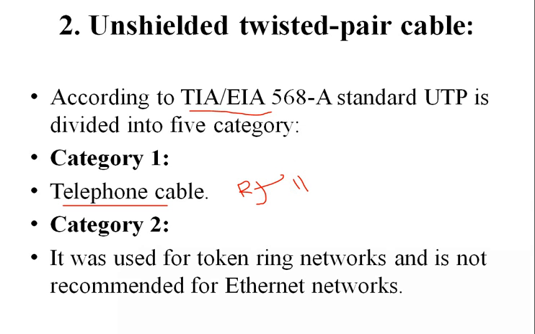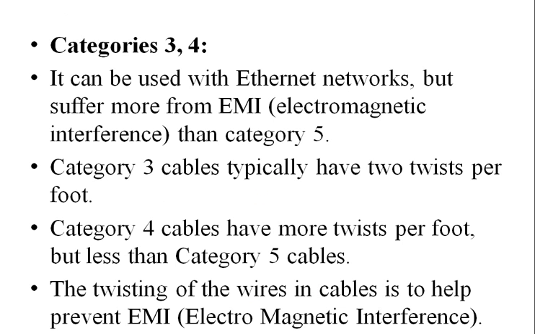Category 2 was used for token ring network and is not recommended for Ethernet network. It is just suitable for token ring network and it is not suitable for Ethernet network. Category 3 and 4 can be used with Ethernet network but suffer more from EMI, electromagnetic interference, than category 5. That is one disadvantage: they suffer more from EMI than category 5 cable.